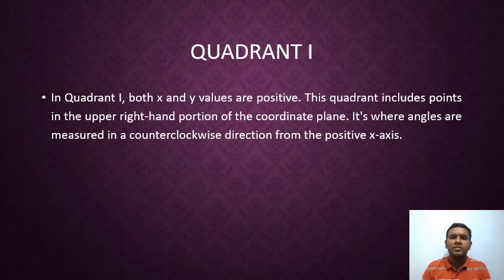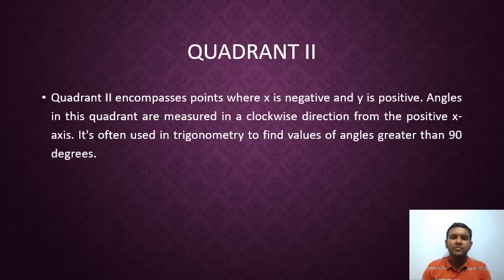Moving on to the second quadrant, quadrant 2 encompasses points where x is negative and y is positive. Angles in this quadrant are measured in a clockwise direction from the positive x-axis. It's often used in trigonometry to find values of angles that are greater than 90 degrees.